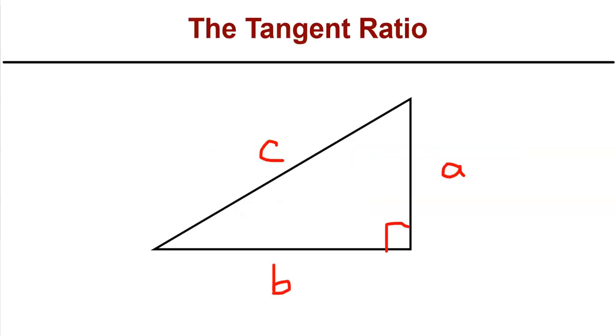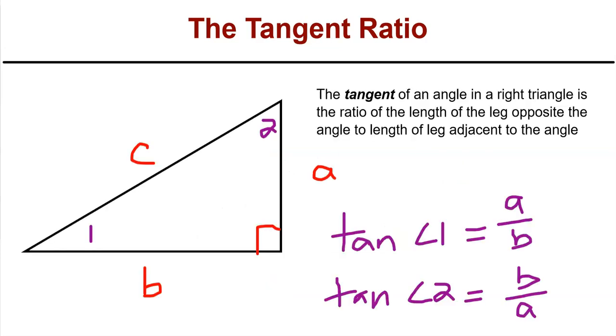So, as we said, to talk about the tangent ratio, we're going to have to start with a right triangle, and we're going to name the sides. In this case, the legs are going to be A and B, and the hypotenuse is C. This is very familiar to us because this is something that we used to name the sides when we were talking about the Pythagorean theorem. And what the tangent ratio does is it takes the ratio of the leg opposite the angle to the leg adjacent to the angle, and that is what we call the tangent.